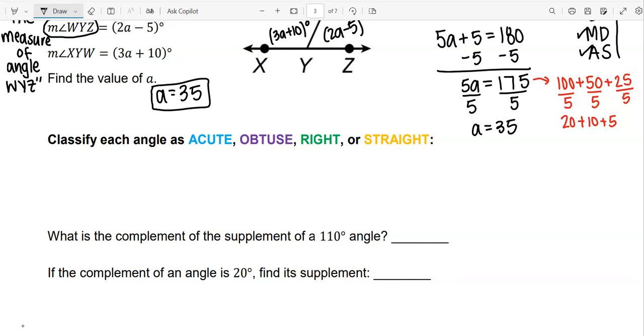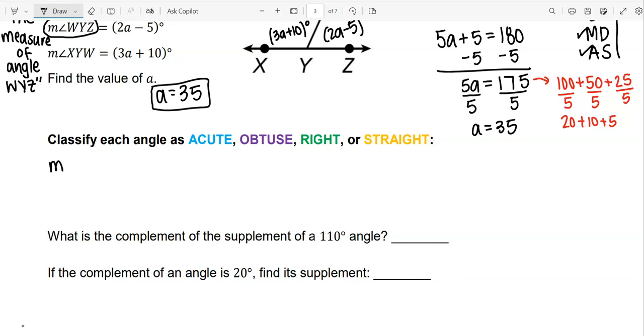First lesson in geometry is never trust the picture. Ever. Because most of the time, it's not going to be to scale. And the second you trust that picture and you just eyeball it, that's the second you're going to get it wrong. So don't trust the picture. What do I have to do with both of these angles to figure out what kind they are? Yeah, I'm going to have to plug A in and actually find what the measurement is.